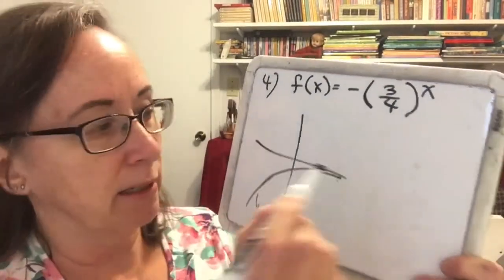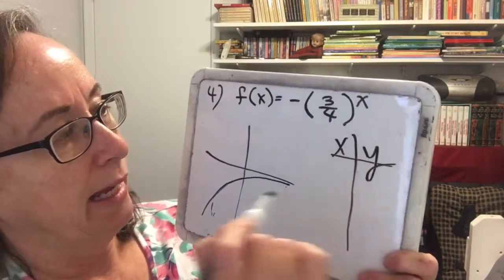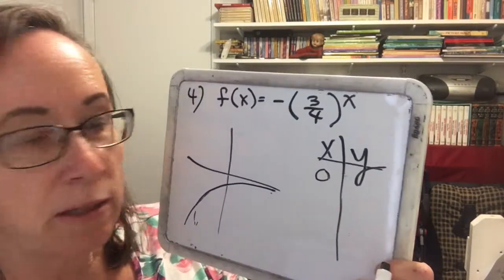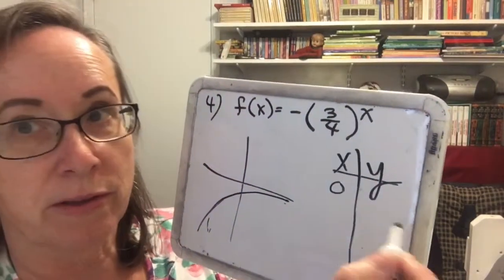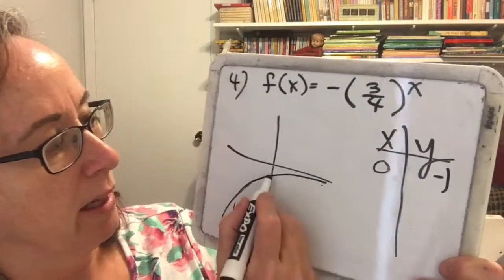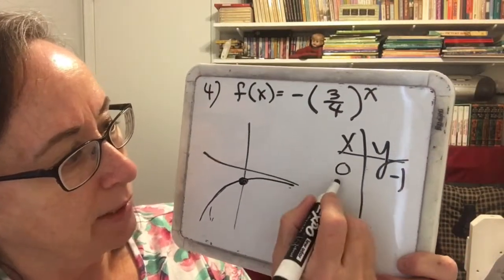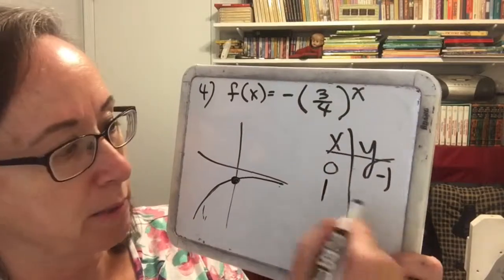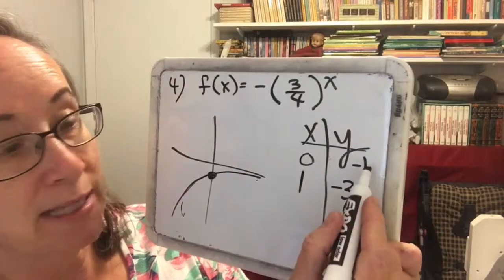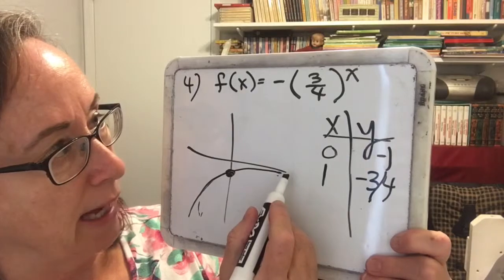So let's see what it really looks like by plugging in a few points. Okay, so x, y, and I'm going to plug in a few points. So if I plug in a 0, which is always my little anchor point, I'm going to get 3/4 to the 0, which is 1. And then the negative out here is going to make it a negative 1. So that point there is a 0, negative 1. If I plug in a 1, I'm going to get a 3/4, but it'll be a negative 3/4. So it was negative 1 before, so now it is getting smaller up closer to the axis.